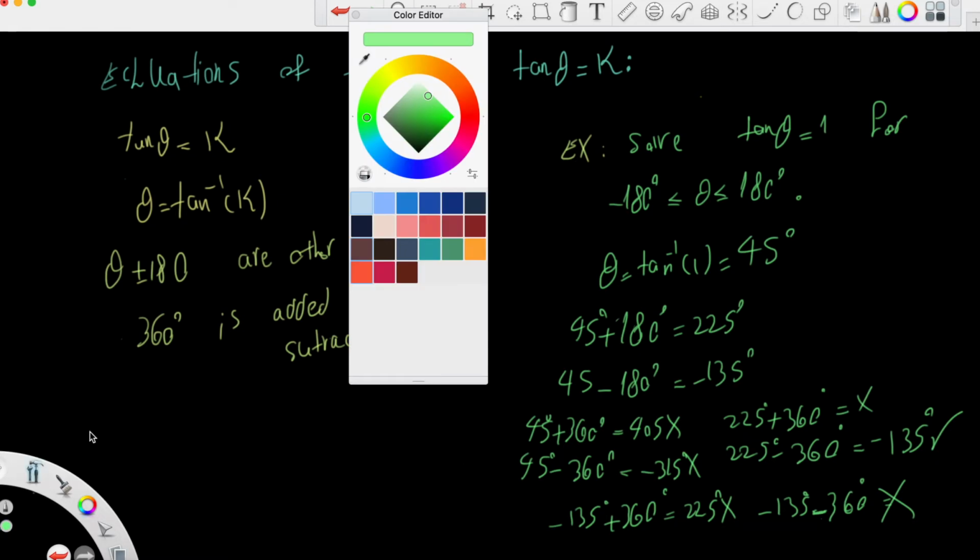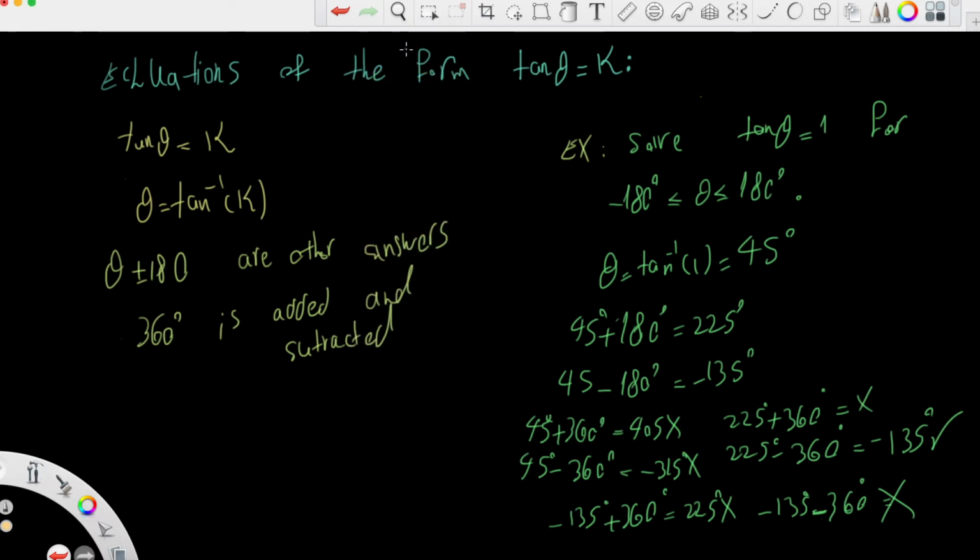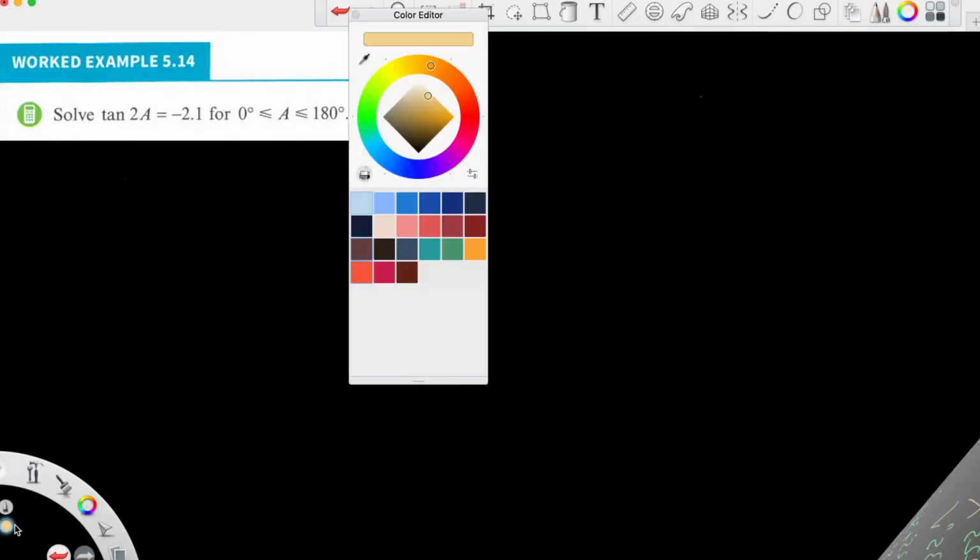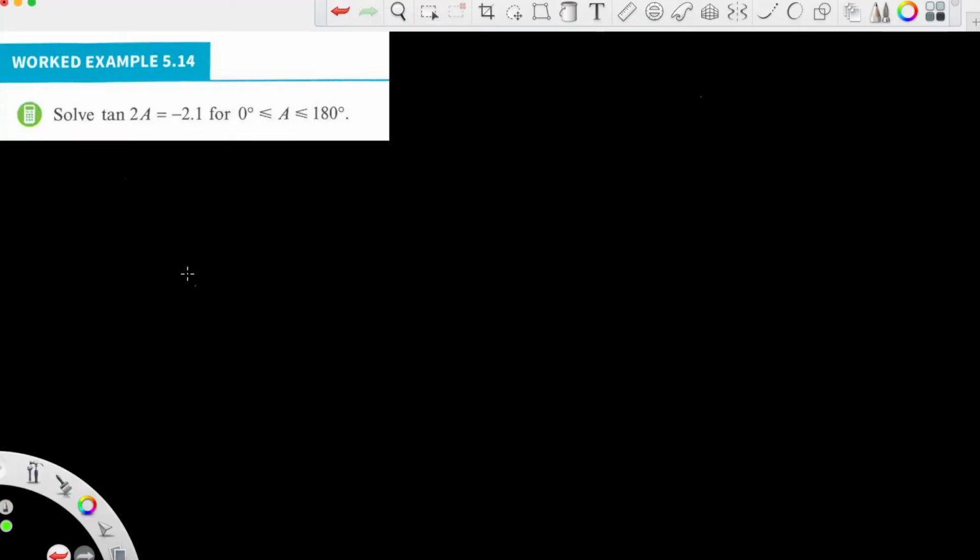So let me mark the ones which lie in this interval. This is acceptable, this one no, this is. So we have just these two answers. So the acceptable answers are 45 for this interval and negative 135 for this equation. Now let's see some more complicated examples, including combined angles.